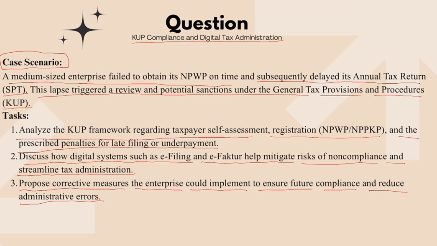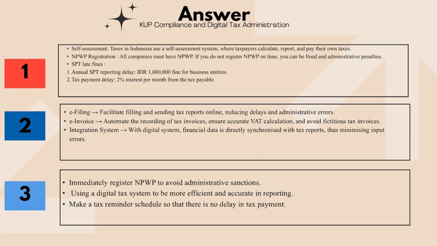Number three, propose corrective measures the enterprise could implement to ensure future compliance and reduce administrative errors. Let's answer and explain one by one. We explain number one first. Number one is to analyze the KUP framework regarding taxpayer self-assessment, NPWP registration, and penalties. First, self-assessment. Indonesia uses a self-assessment system where taxpayers calculate, report, and pay their own tax. Second, NPWP registration. All companies must have an NPWP. If you do not register your NPWP on time, you can be subject to fines and administrative penalties.